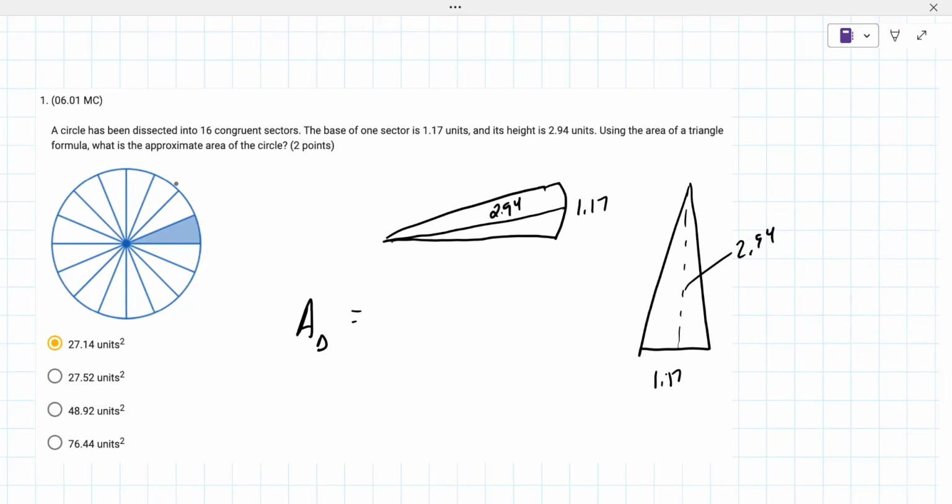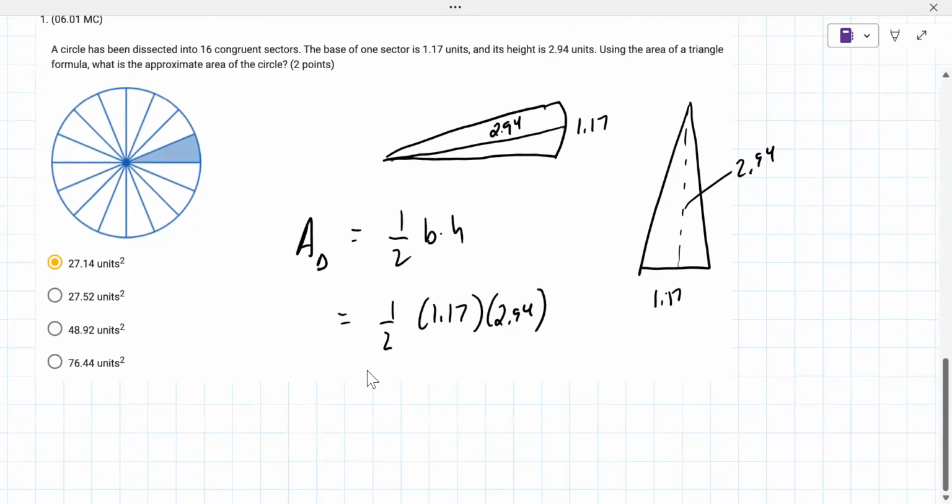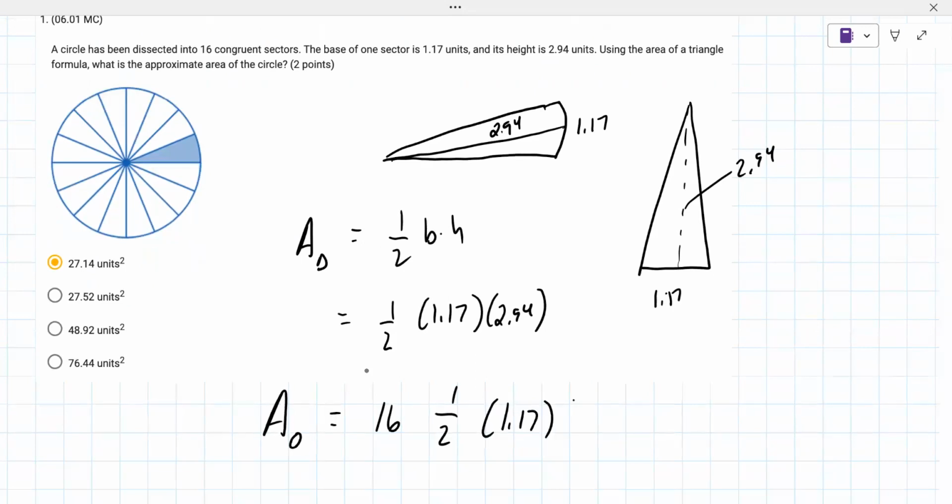The height is not necessarily the radius. It's the distance from the top, the center, all the way straight down. Okay, so let's just play this out here. It's one half base times height: one half the base, 1.17, times the height, 2.94. That's the area of one of these. And then the area of the circle is going to be 16 times this.